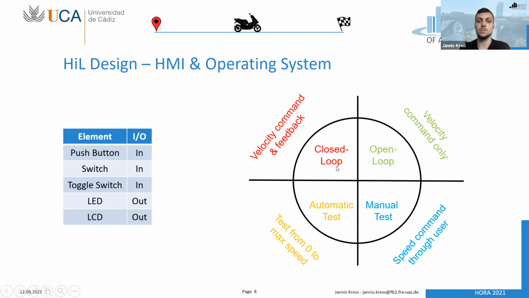At first, the closed loop, where the velocity command comes from the simulation and the test bench follows this velocity and feeds back the measured velocity. Then we have the open loop, where the velocity command comes from the simulation and is followed, but there's no feedback. Then we have the automatic test mode, where the test bench is just accelerating from 0 to the maximum speed and back, and the manual test, where the operator can directly define the speed to test the powertrain, to test the measurement in the whole setup.